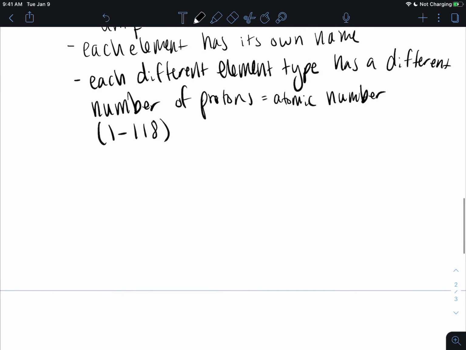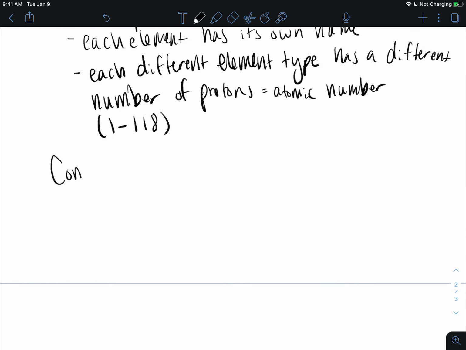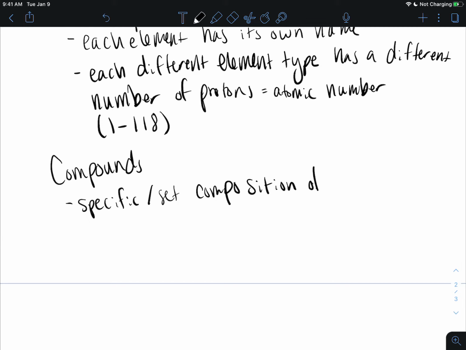Okay, a little bit more about compounds as well. Compounds are going to have a specific, or set, composition of elements. So it would be a set whole number ratio. And this is the law of constant composition.